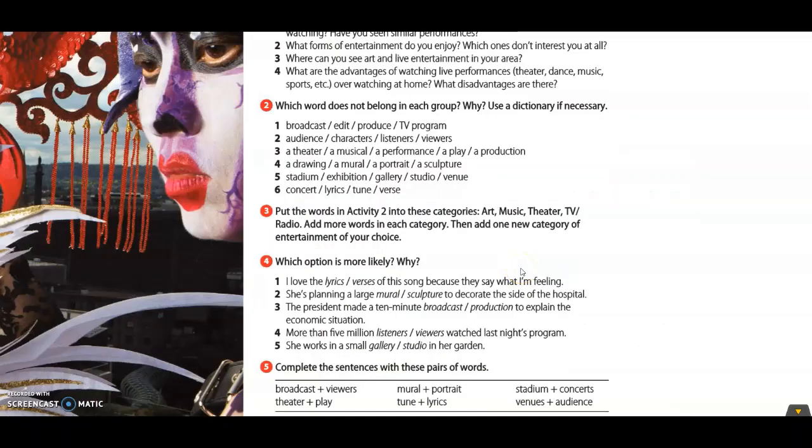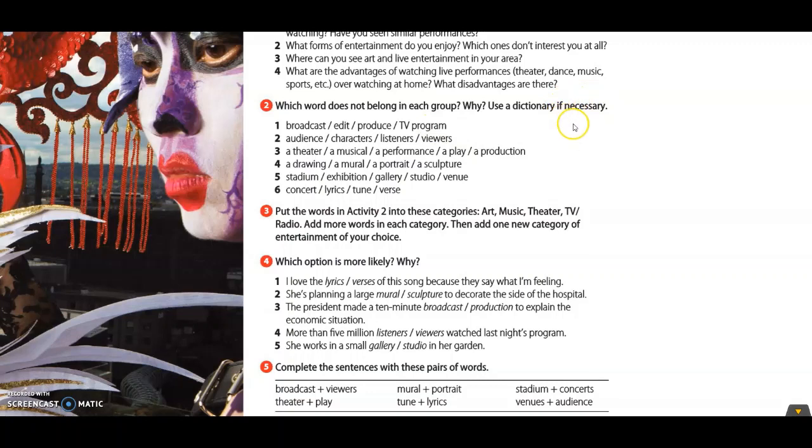Okay guys, we are now moving on to exercise 2. Which word does not belong in each group and why? Use a dictionary if necessary. We have from number 1 to number 6. In each number we have 4 different options, and we have to choose just one that doesn't belong. For example, broadcast, edit, produce, TV programs.